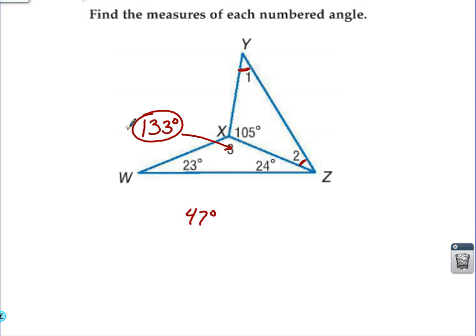Now, angle 1 and angle 2. Jackie, we only have one angle here. It's equal to 105 degrees. And we're missing 2 in that triangle. But those two are the same. Jackie, what will these two angles add up to? How much is left? 105, take that away. How much are we left with for these two angles?